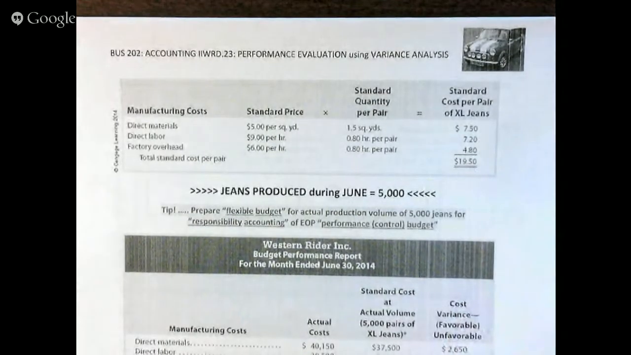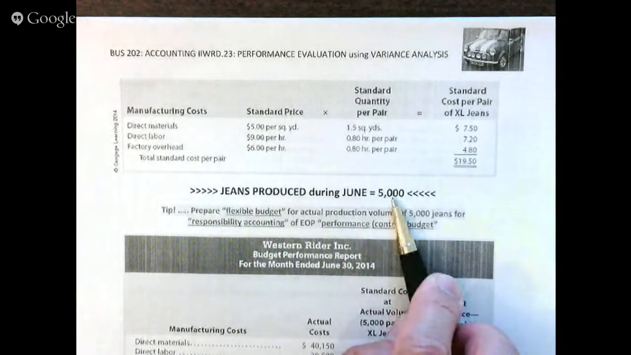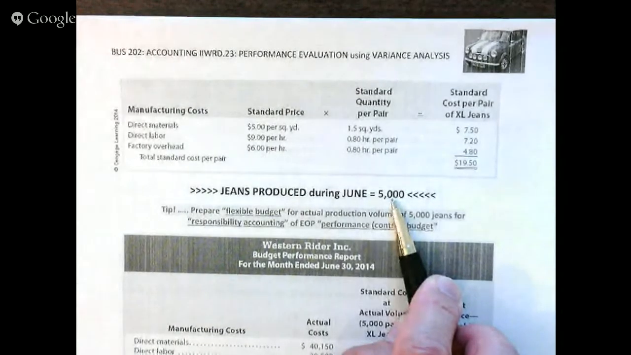Okay, now during the period, once we have established these jeans, the company has produced an actual quantity of 5,000 jeans during the month of June. At the beginning of June, let's say June 1, the company may have had some other idea of what the production would be. It could be more than 5,000 jeans. It could be a lesser volume than 5,000 jeans. But for whatever reason, this particular company made 5,000 jeans for the month of June.